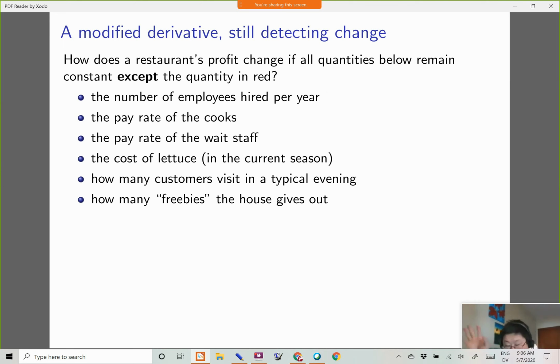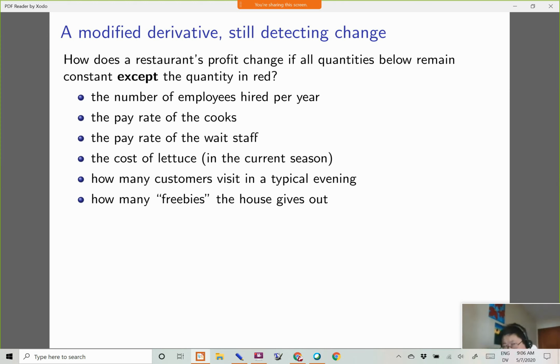So the derivative is still going to detect change, but before just digging into example problems, because I think then it's too abstract, let's talk about an important question that a restaurant owner would want to ask. How does a restaurant's profit change if all of these quantities change? Let's just stick to these 1, 2, 3, 4, 5, 6 quantities. Obviously, there's more than 6 quantities that determine the profit of a restaurant.